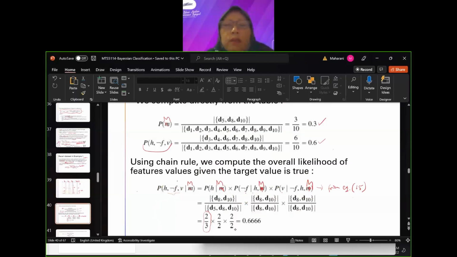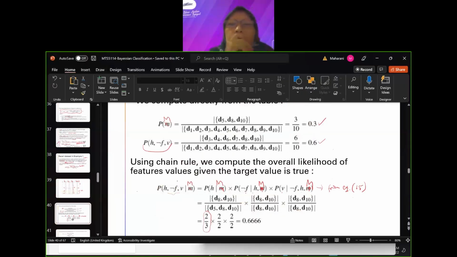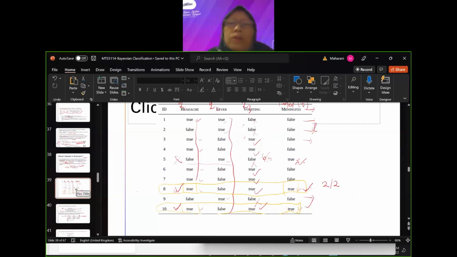Okay, so now we have 2 over 2. The same thing for the last one: probability of feature V, vomiting, with condition non-F, H and M. Now look here, meningitis only 3. Okay, non-F. Now you look at the target, it's true. Then find non-F, not fever. Which one is not fever? This one is true, the fever is true, so we don't choose that one. And this one, yes, we take this.